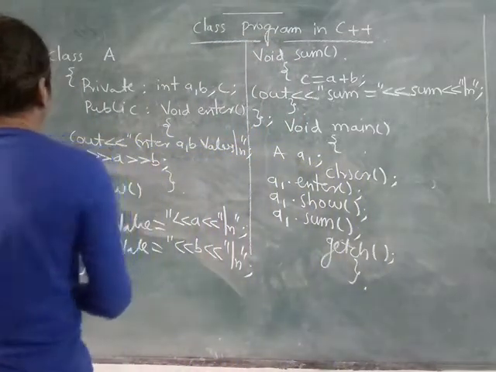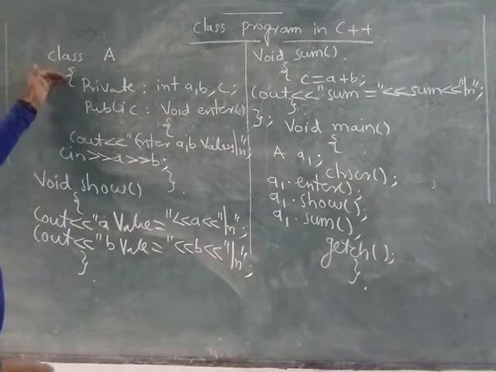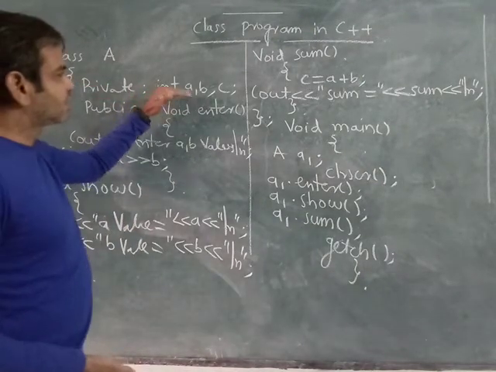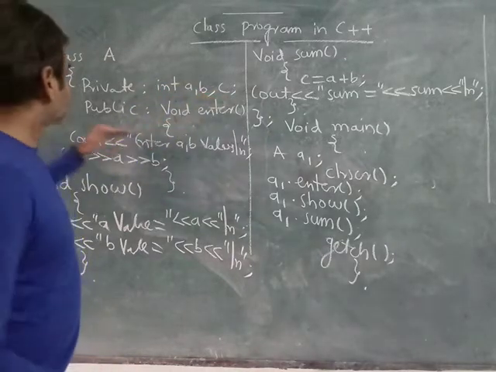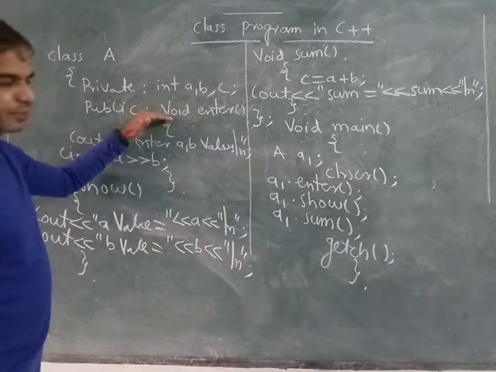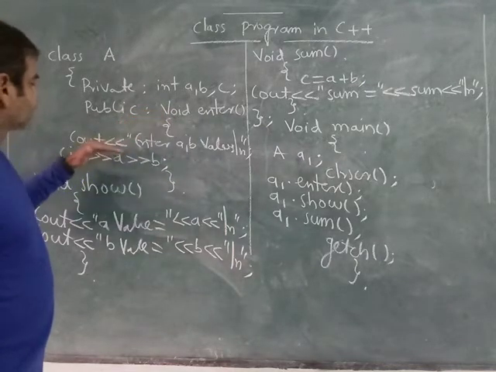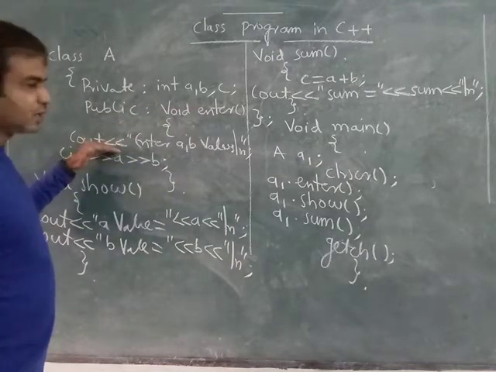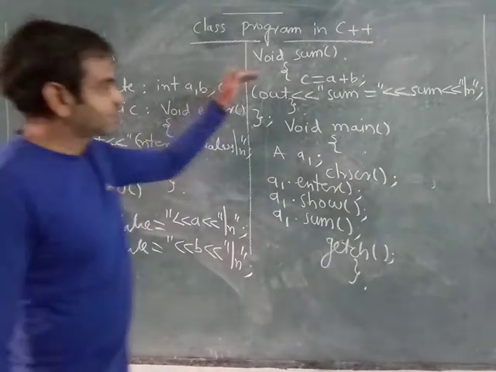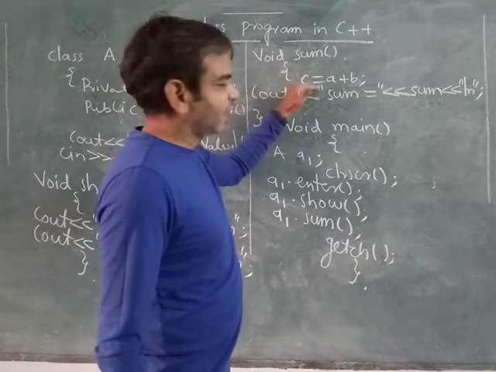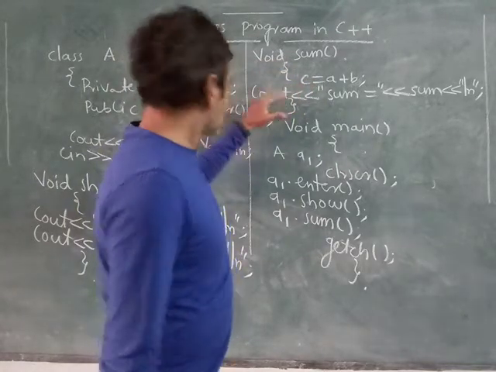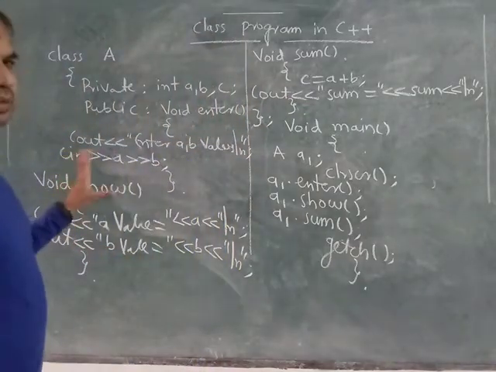Next, class flower background. At the private location I am declaring three variables, integer a comma b comma c. At public I am declaring three member functions. Void enter: in enter I am accepting a comma b values. Void show: I am displaying a comma b values. Void sum: in sum I am finding the addition of two numbers, then assigning it to c, then displaying. So this is called a class template.